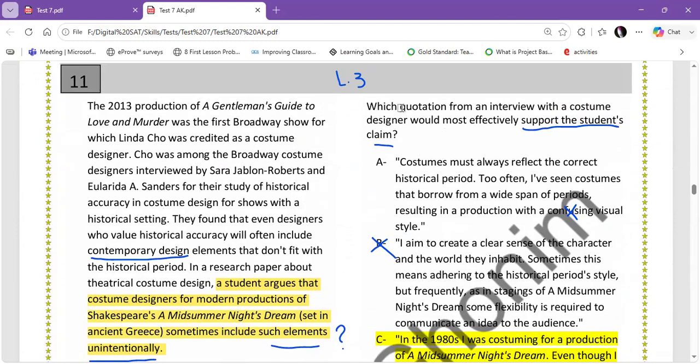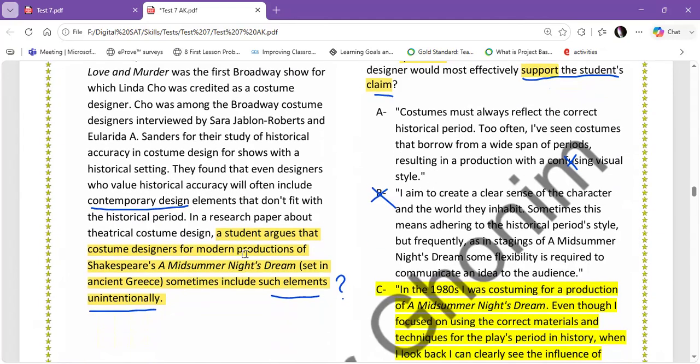Again, he said quotation, so it's literary evidence. From an interview with a costume designer would most effectively support the student's claim. So we need to search for the word claim. Can we find the word claim here? No. Okay, we have another clue, students. Where the students start talking here. So that's the claim.